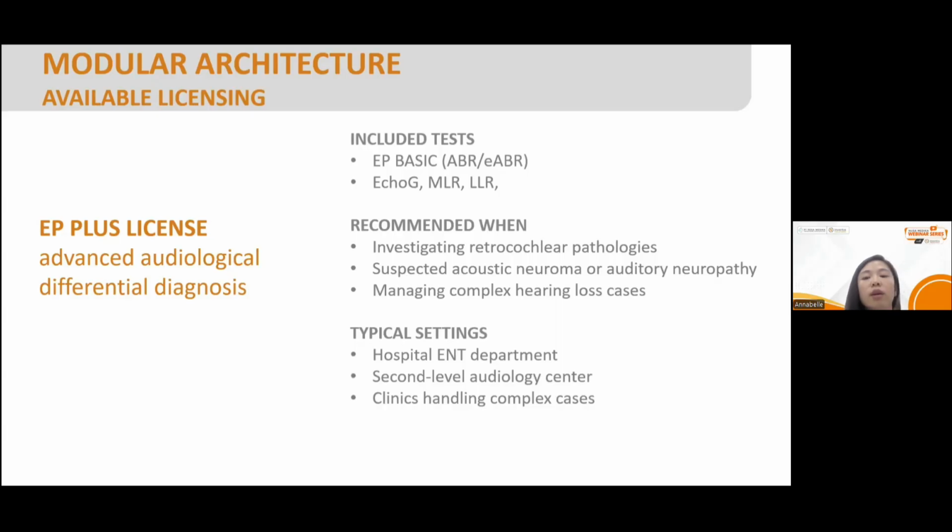Okay. And maybe for a suspected acoustic neuroma, when in some remote places they don't have an MRI clinic, then we can go for the EP Plus license. We check with the ABR, the ECOG, MLR, and LLR to check the pathway, the functionality of the auditory system. Okay, so the EP Plus license is helping a lot in managing complex hearing loss cases.